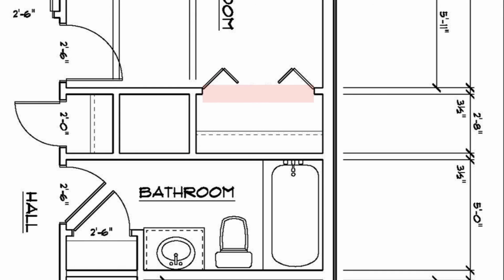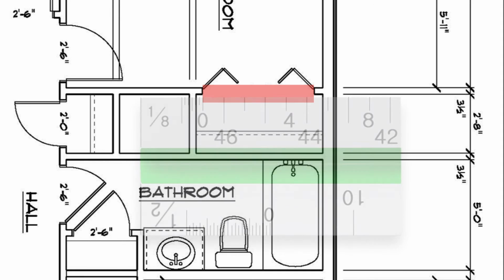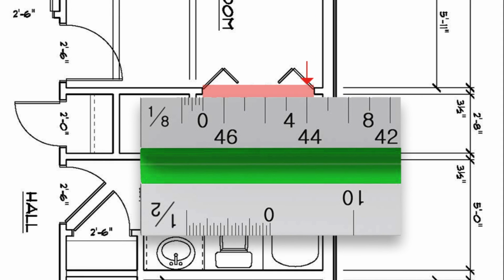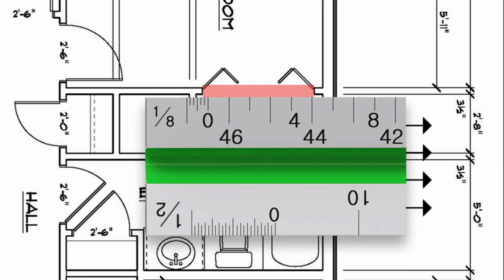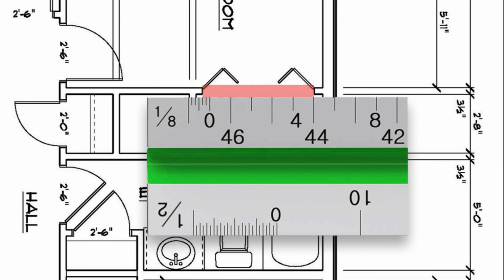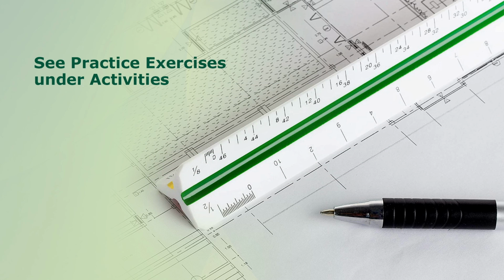Now try one using the 1/8 inch scale. In this example, reading left to right, 5 is the last whole foot. Line up the 5-foot mark with the end of the section you're measuring. Now return to the starting point and read the inches. Remember, each tick mark on the 1/8 inch scale equals 2 inches, so your total measurement is 5 feet 4 inches. You should now have a good idea of how to read an architect's scale. For more practice, see the scale reading exercises in the activities area of this course.